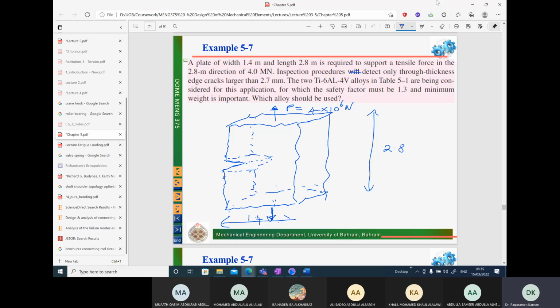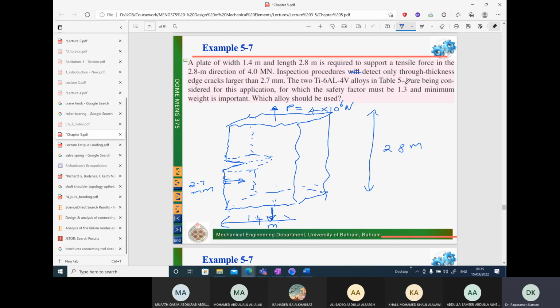So we cannot see the crack, but with a dotted line, I have put the crack. Edge crack is there, 2.7 mm. I have exaggerated the length of the crack. This crack length is 2.7 millimeters. Very, very small crack compared to the length here, which is in meters.